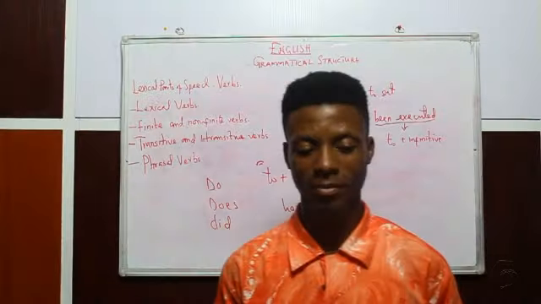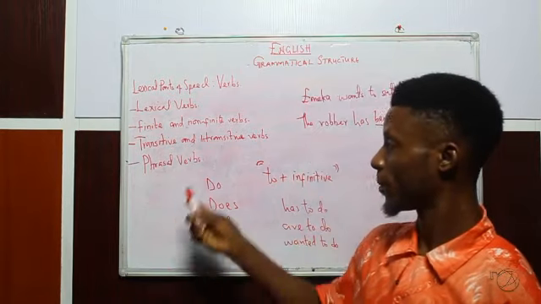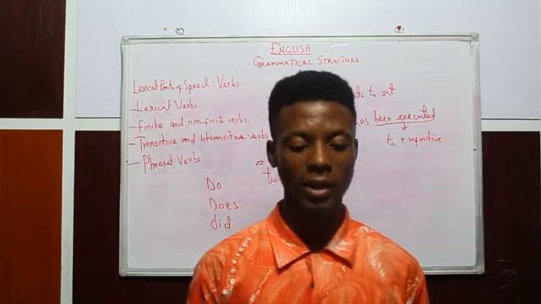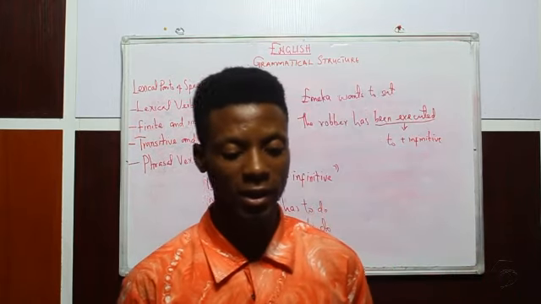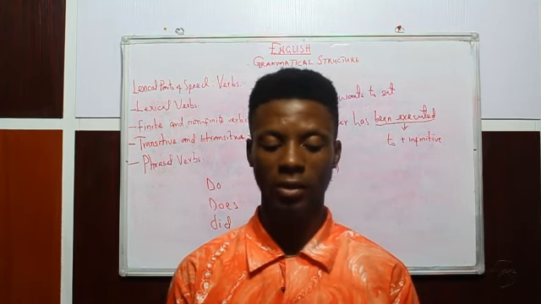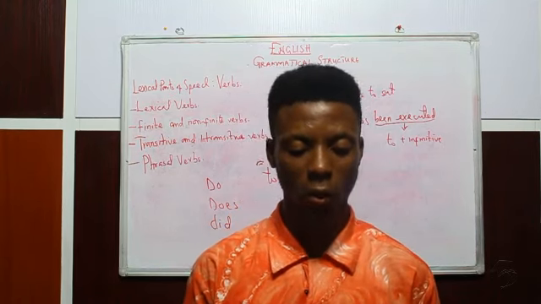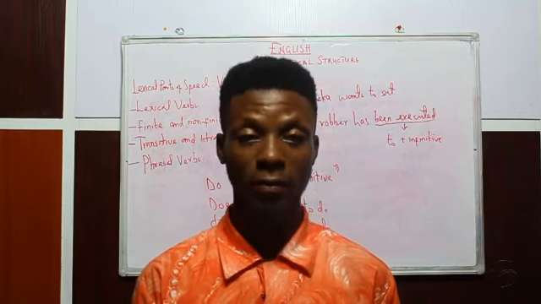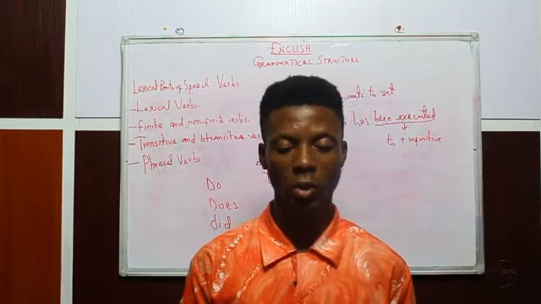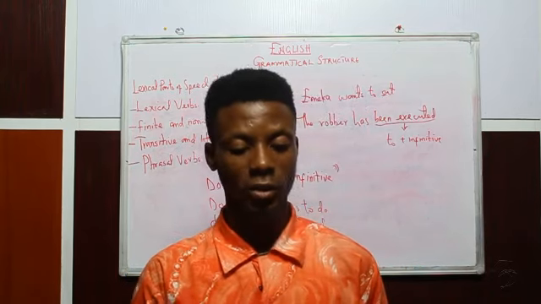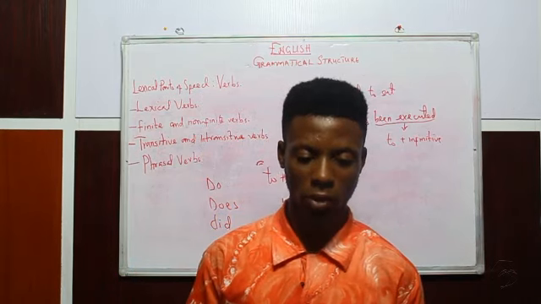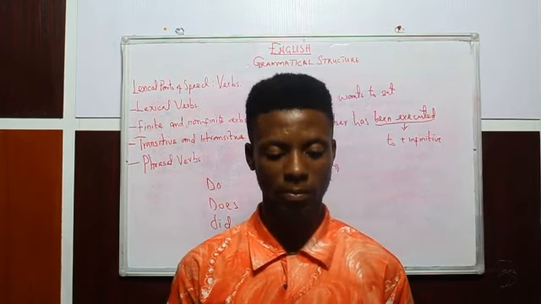Welcome back. The next subtopic we are going to be treating is the transitive and the intransitive verb. A transitive verb is one that has a direct object, whether expressed or implied. It admits or allows an object which directly follows it. On the other hand, an intransitive verb has no object. That is, it does not allow any object after it.